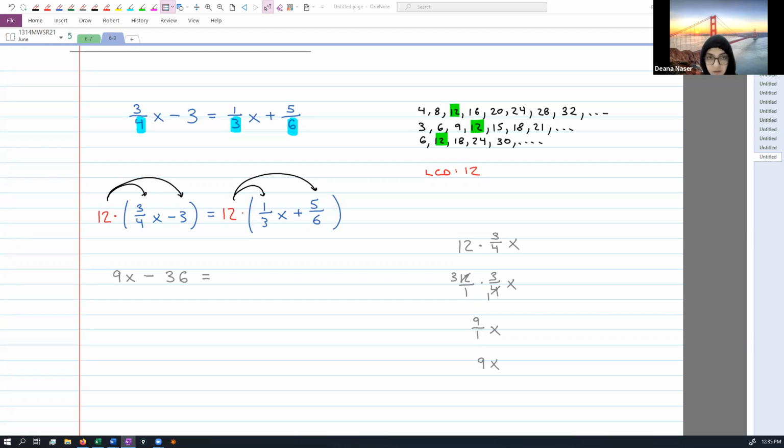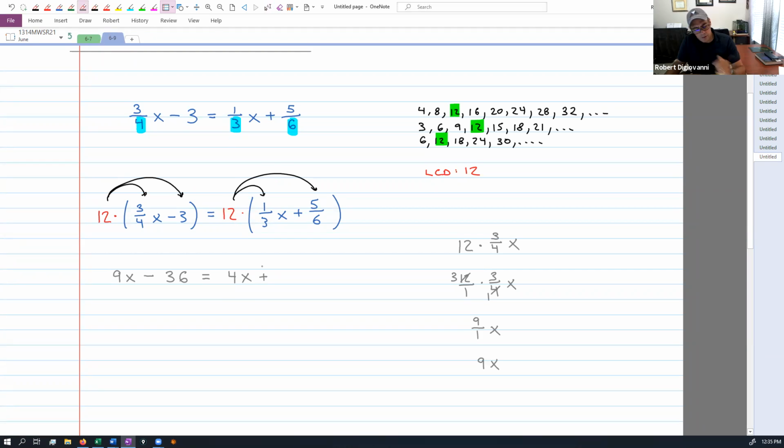Negative 4x plus 36. Where'd you get the negative 4x from? It's positive, my bad. Are you talking about the right side when you multiplied here to here? Yes. Okay, you should get 4x there. Yeah. 4x plus 36. How'd you get 36?